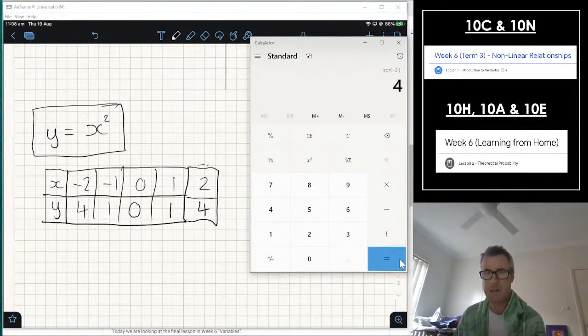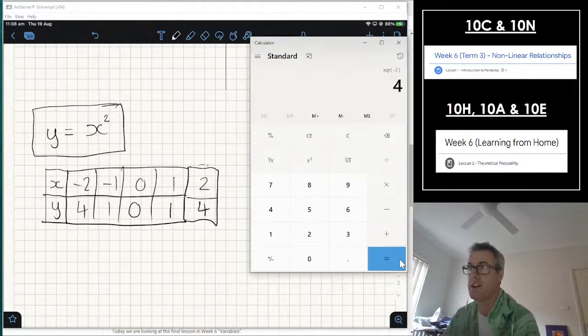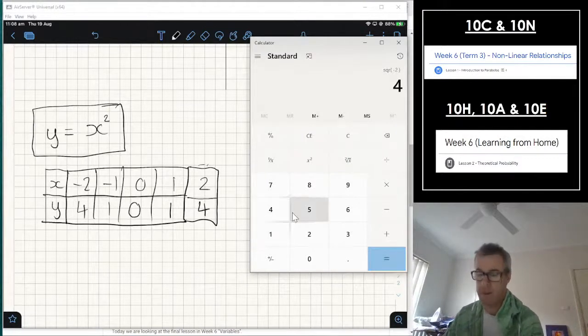Hopefully you can begin to see what's happening here, right? You can see that even though I've got a 2 here, it's 4. And I've got a -2 here, it's also 4, right? This is what makes parabolas really strange.